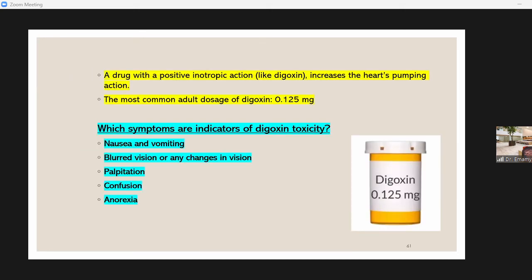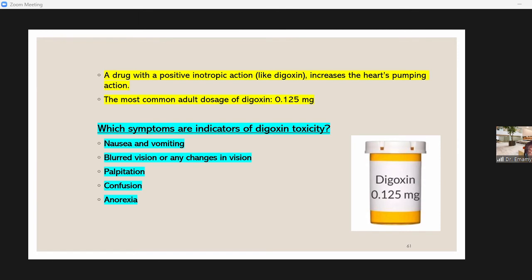Signs and symptoms of early digoxin toxicity would be nausea and vomiting, and also anorexia. So patient loses appetite, has nausea and vomiting, and any problem in vision, blurry vision or yellow vision. Patient says that I see everything in yellow color, or everything is blurry. You need to check blood digoxin level.